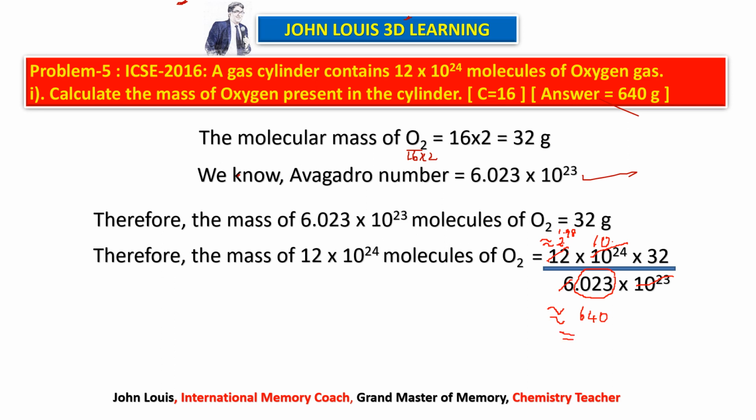Now the calculation is very simple. 2 into 10 is 20. 20 into 32 is 640. Therefore, this will be approximately equal to 640. And the exact answer will be slightly less than 640, because this will be slightly lesser than 2. If you do this calculation correctly, you will get this answer: 637.5 grams. Hope you find it very easy.